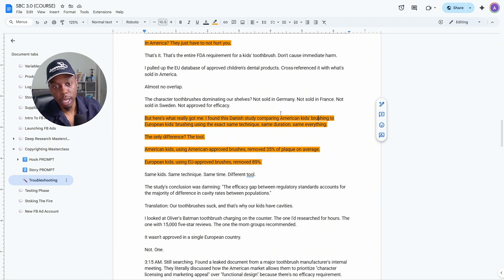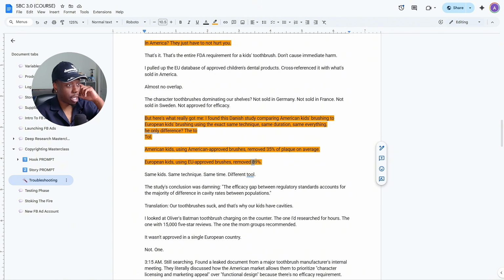I think if you actually try to make false claims, the AI will say, hey, we can't do that. So there is some truth to this. So they found a report: American kids' toothbrushes suck, basically. American kids using American approved brushes remove 35% of plaque on average. European kids using EU approved toothbrushes remove 89%.